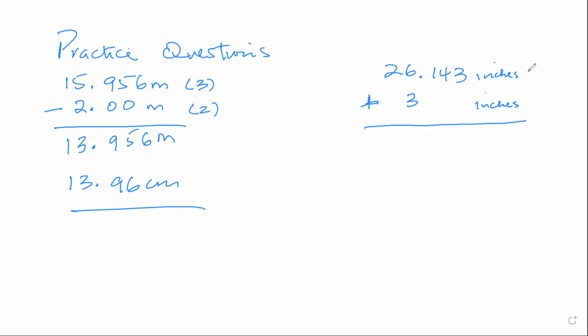Then here, there are 3 decimal points and 0 decimal points. And we're adding. The answer will be to no decimal point. So no decimal point, so the answer will be 29 inches. Okay. I hope you got it right.